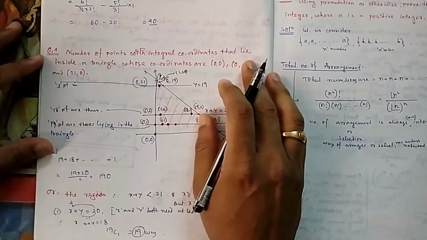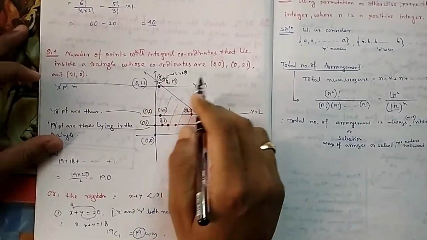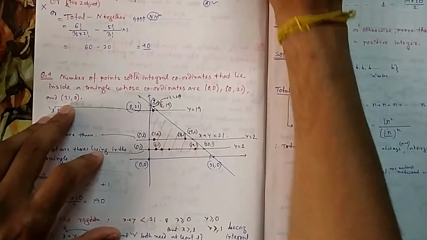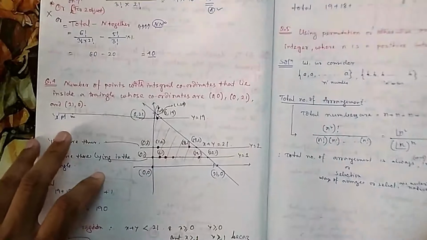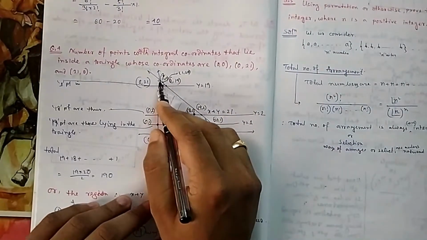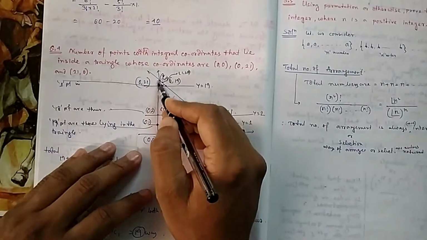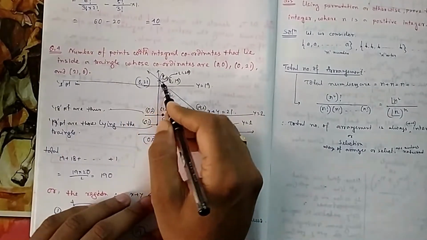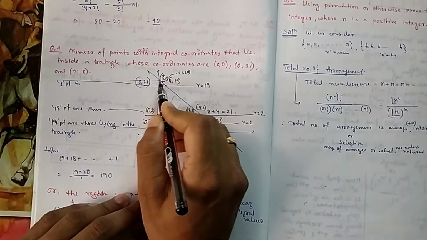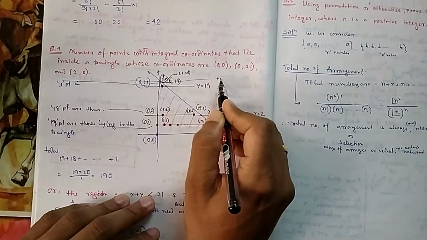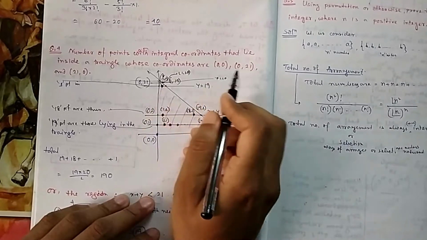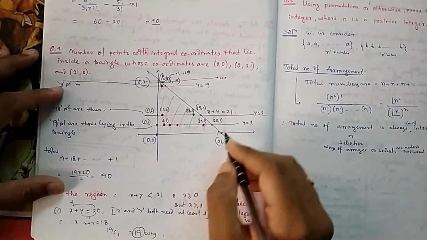Number of points with integral coordinates that lie inside the triangle whose coordinates are (0, 0), (21, 0) and (0, 21). So it should be inside this one. You see the top coordinate, this point is (0, 21). Just below this one, because it should be an integer, the next line will be y equal to 20, just below that. Now it will cut, because the point should satisfy x plus y less than 21. You can see this straight line equation.